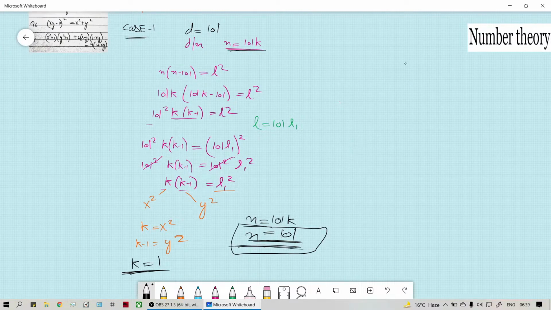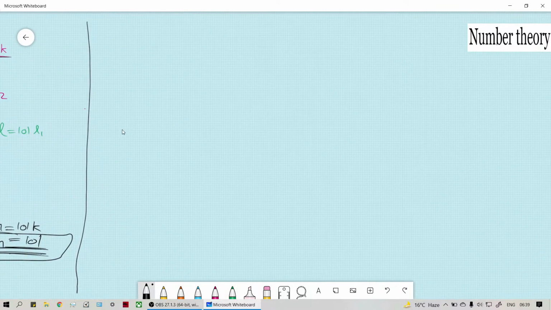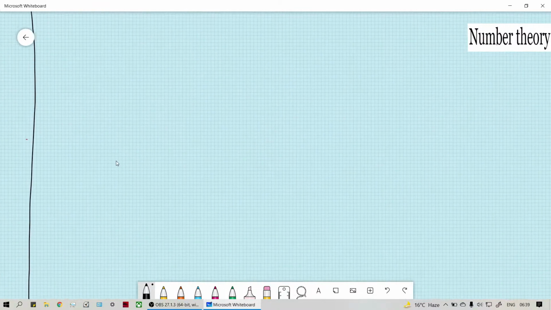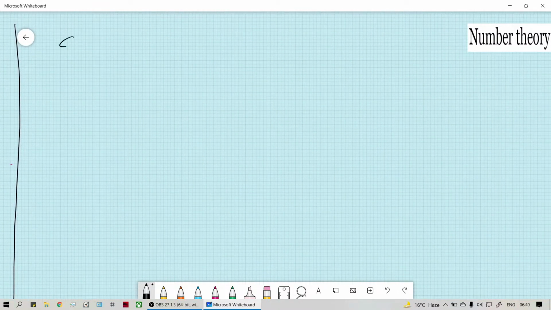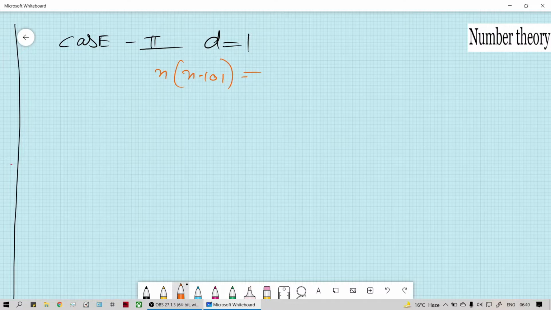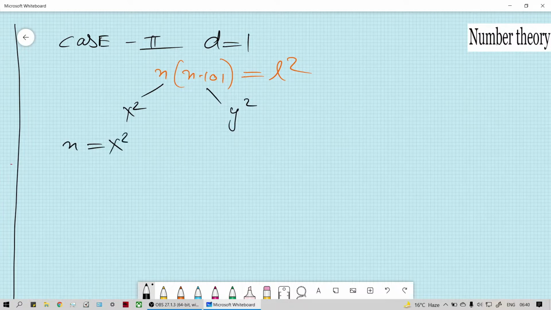Now let's look at what happens when d is 1. Case 2, when d is 1. Since the GCD is 1, this I've done multiple times now, we can call n as x square and this as y square. So from here we get n is x square and n minus 101 is y square.